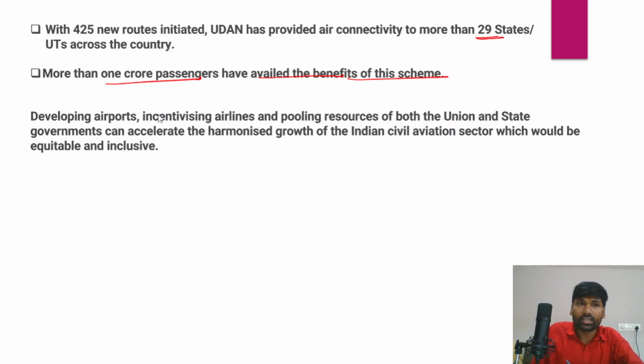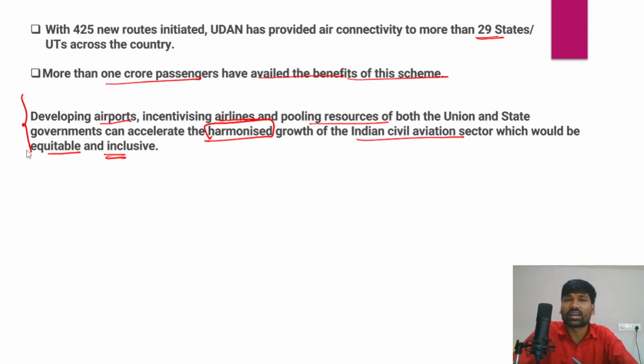So ultimately, in conclusion, by developing airports, incentivizing airlines, and pooling resources, both the union and state governments can accelerate the harmonized growth of the Indian civil aviation sector. That would be equitable and inclusive, right? That's how you could conclude this answer in a positive and optimistic manner.